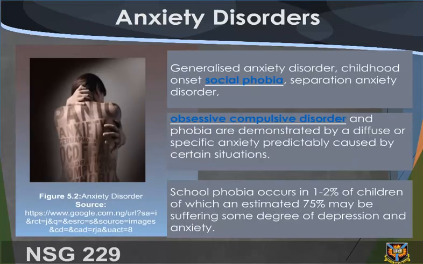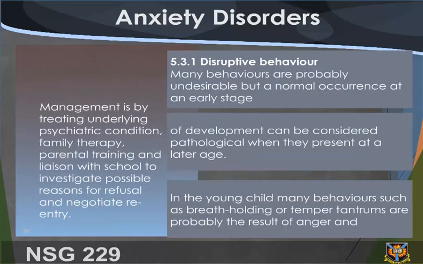Generalized anxiety disorder, childhood onset social phobia, separation anxiety disorder, obsessive compulsive disorder, and phobia are demonstrated by diffuse or specific anxiety predictably caused by certain situations. School phobia occurs in 1 to 2% of children, of which an estimated 75% may be suffering some degree of depression and anxiety. Management is by treating the underlying psychiatric condition, family therapy, parental training, and liaison with school to investigate possible reasons for refusal and negotiate re-entry.